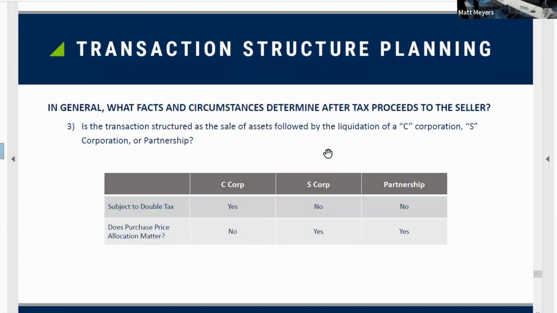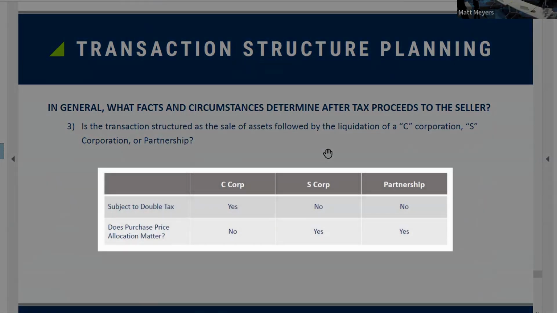In general, what facts and circumstances determine after-tax proceeds to the seller? Is the transaction structured as an asset sale followed by the liquidation of a C or S corporation with a partnership? Line 1, is it subject to double tax? Oh, what the hell?